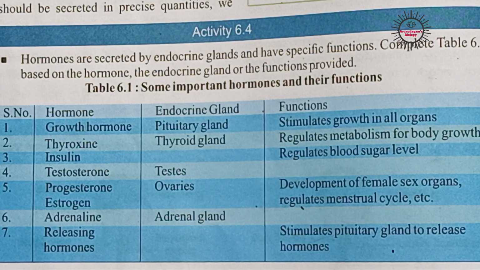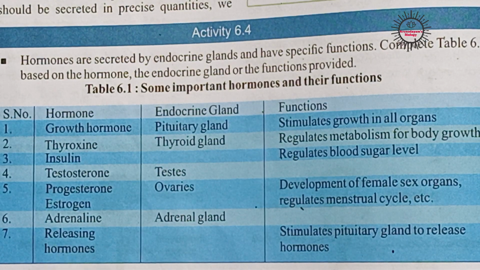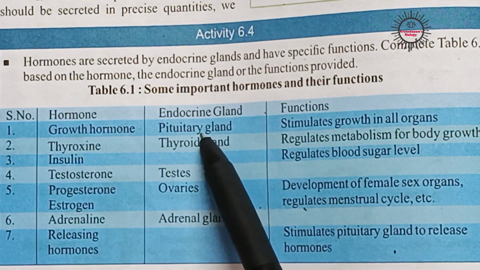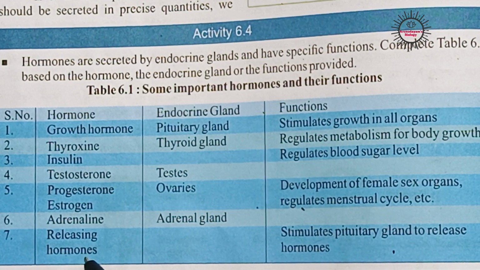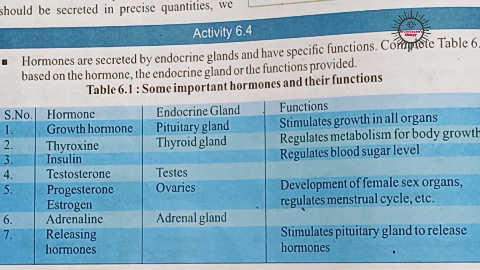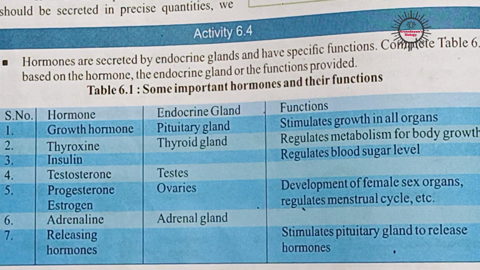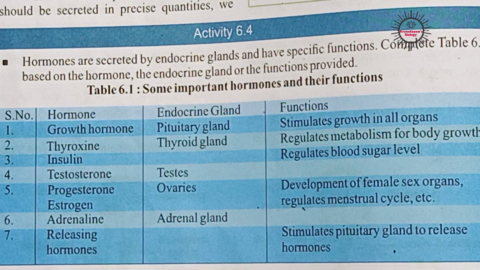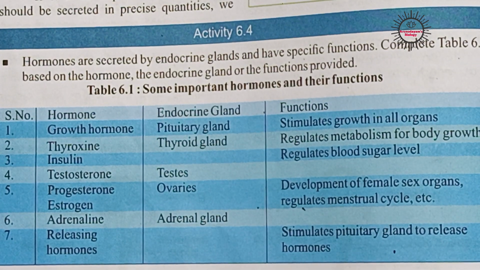Okay, next releasing hormones. These hormones are released by the hypothalamus gland, and these hormones are useful for stimulating the pituitary gland to produce growth hormone. So these are some of the hormones which were given in our textbook. So we have learnt about them.